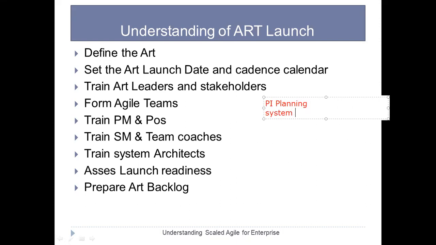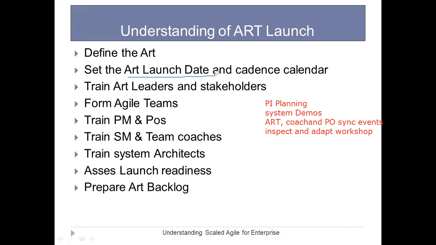The second one is called system demos. The third one is art coach and POC events. Last but not least, wherein we need to inspect and adopt workshops, right? So these are the four areas which we have to be focused on whenever we are trying to understand launch dates and cadence calendars and all that. So these are the areas where we have to be focused more on.